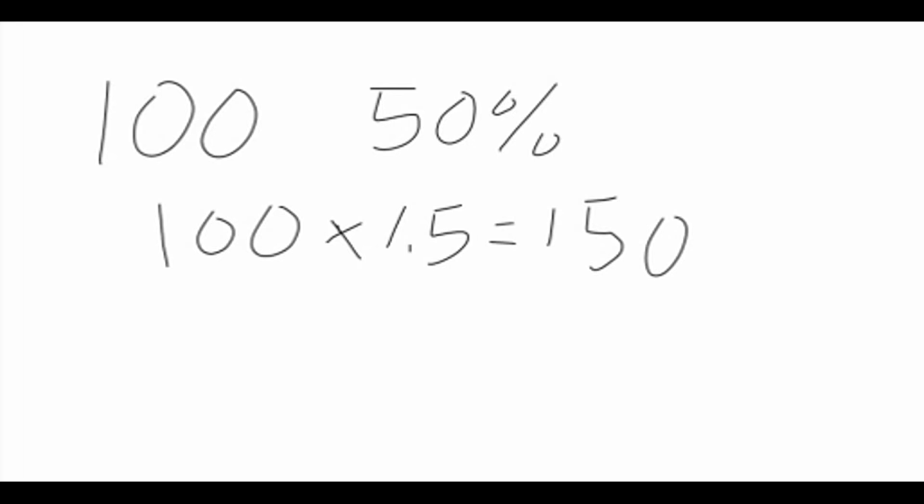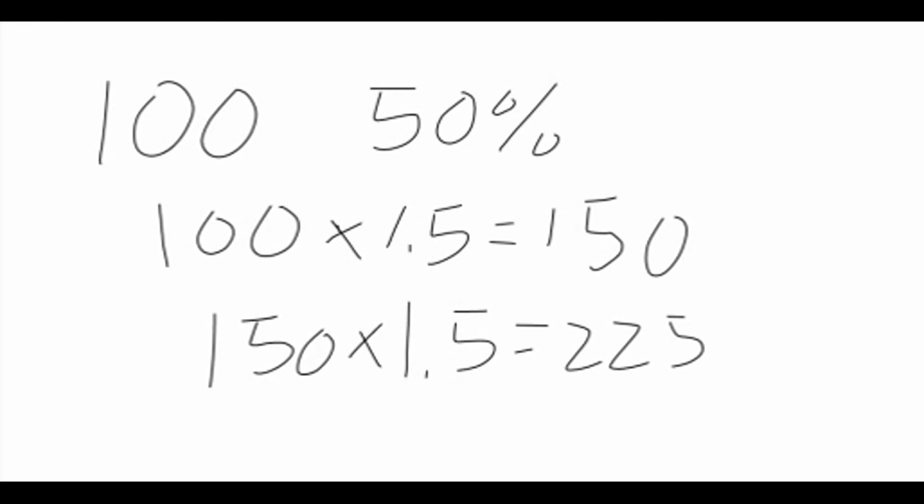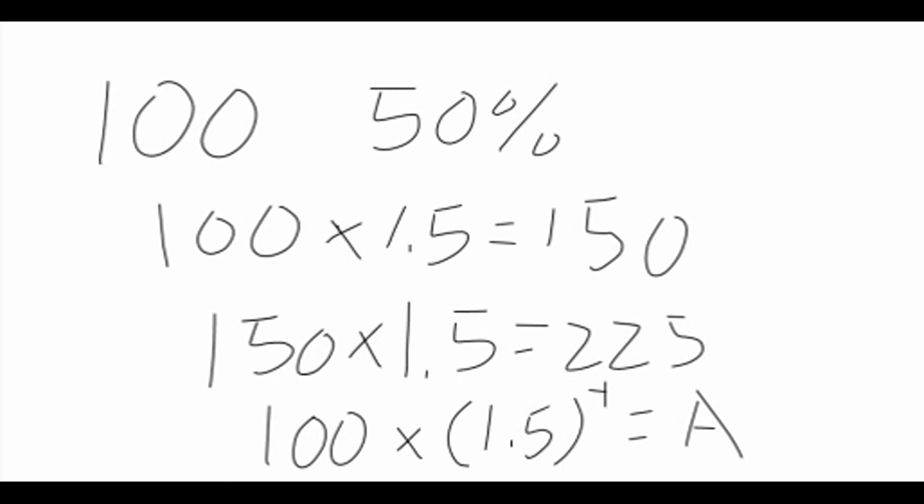Let's say you check 2 years later. Then you'll see $225, as you can see from this equation again. So what's the more general form of this? You can see that it will be 100 times 1.5 to the t is equal to A, where t is the amount of years you check later and A is the amount. You can go even more general by doing this.